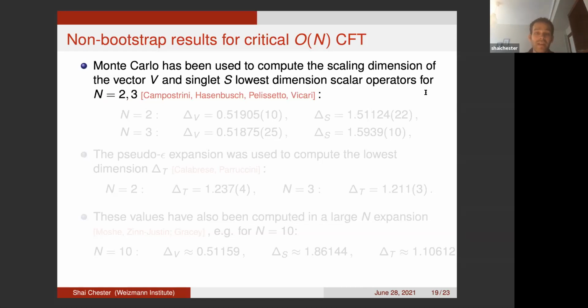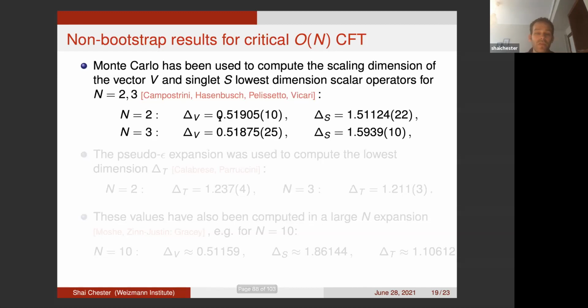So Monte Carlo lattice methods had been used to compute the scaling dimensions of the vector scalar operator, as well as the singlet scalar operator of the lowest dimension for the case N equals 2 and 3. So the vector is, of course, what we're calling phi. This is the external operator because it transforms in the fundamental. And so these are the predictions that Monte Carlo had to many digits.